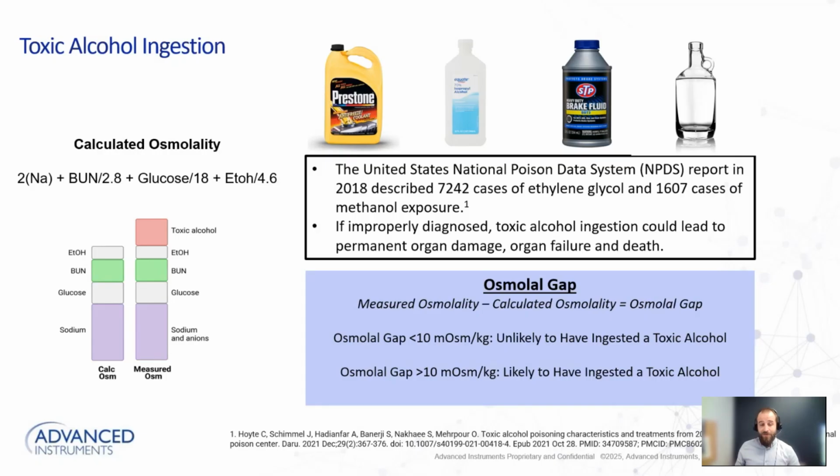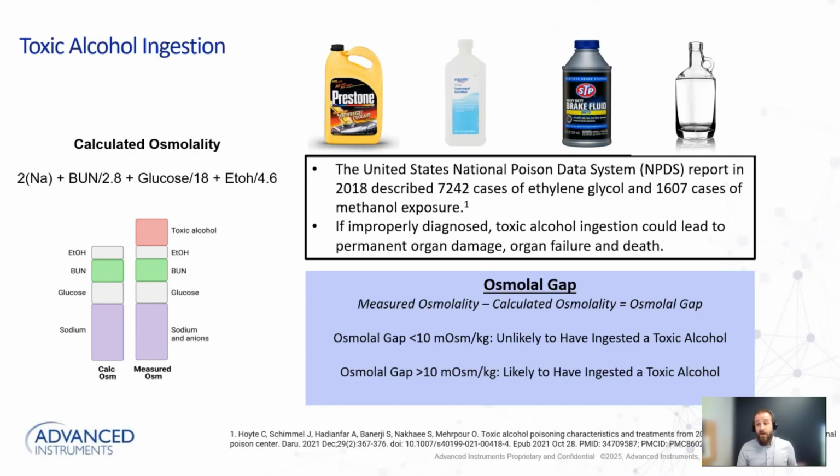So this data is a little bit old, but back in 2018, the US National Poison Data System actually reported 7,242 cases of ethylene glycol alone. That's just here in the US. 7,242 cases, 1,607 cases of methanol exposure. So it's a lot more common than we maybe like to see. So this is a really important tool.